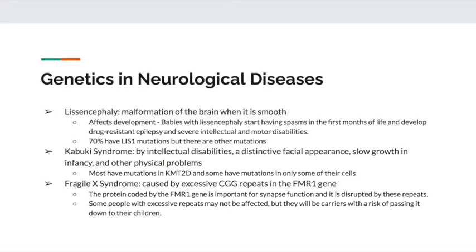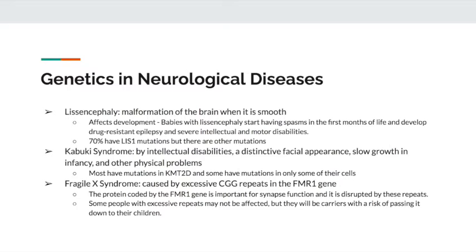Kabuki syndrome is characterized by intellectual disabilities, a distinctive facial appearance, a slow growth in infancy, and other physical problems. Most have mutations in KMT2D, and some have mutations in only some of their cells. There are other mutations in genes that are like KMT2D.